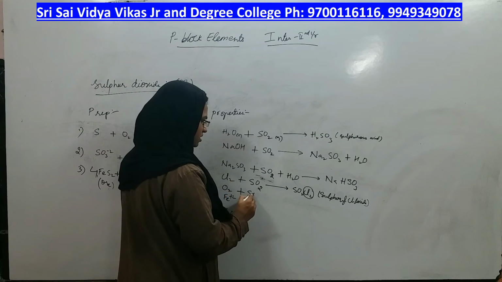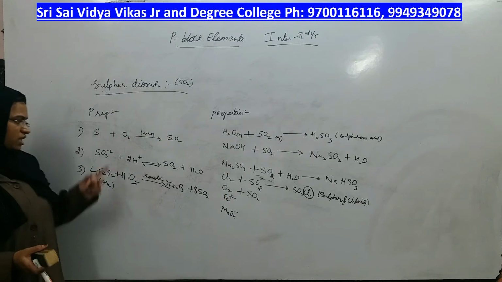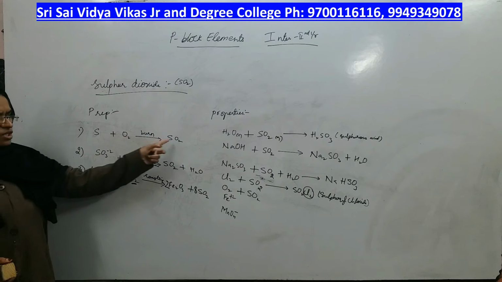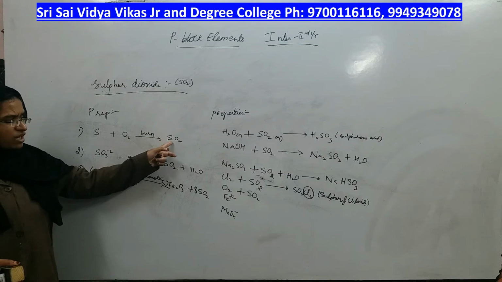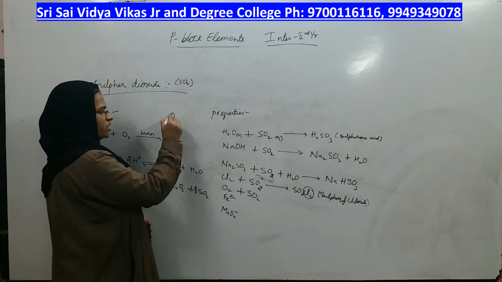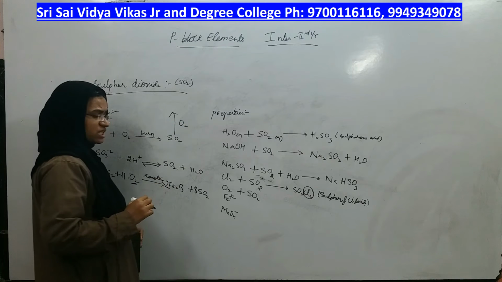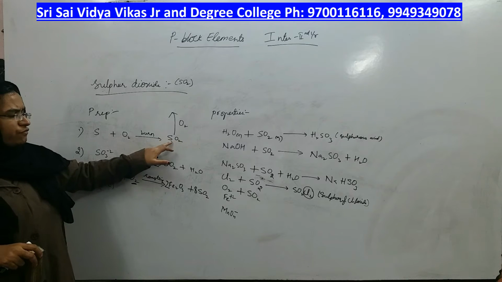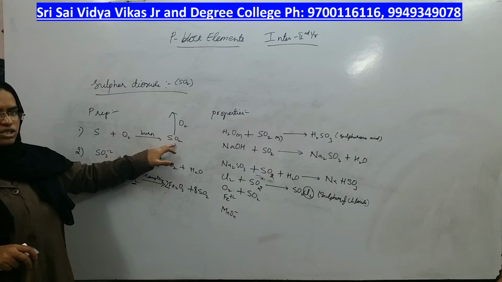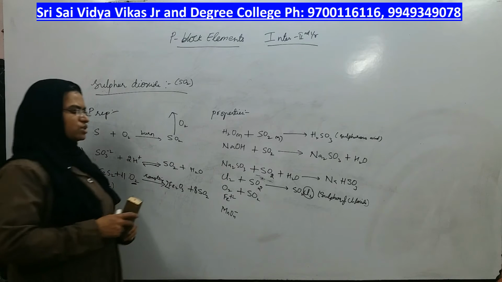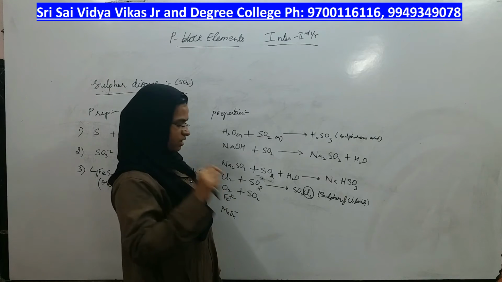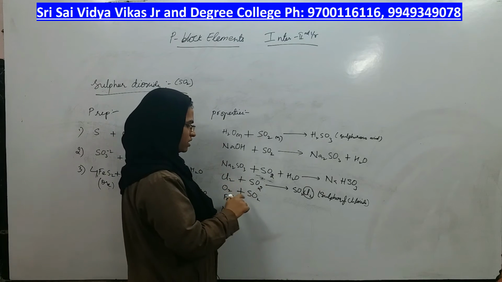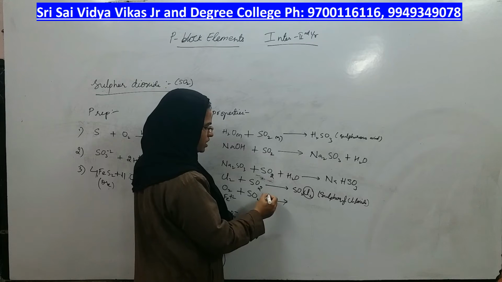Now what is the next reaction of sulfur dioxide? How to get sulfur dioxide? If you take sulfur and burn it in the presence of oxygen, you get sulfur dioxide. Whatever sulfur dioxide you got, if you heat it again in the presence of oxygen, there is a need of a catalyst here. So catalytic oxidation can take place for sulfur dioxide if you add some more oxygen. Normally without catalyst it cannot take place. So what is the catalyst?